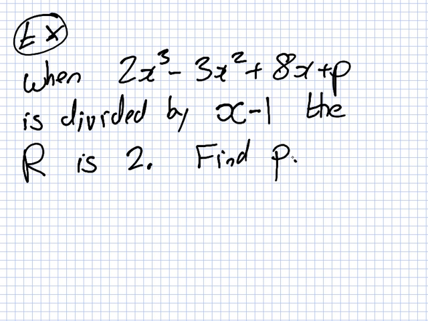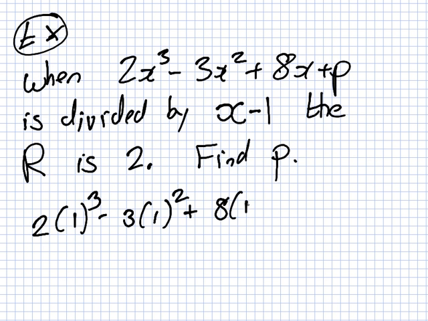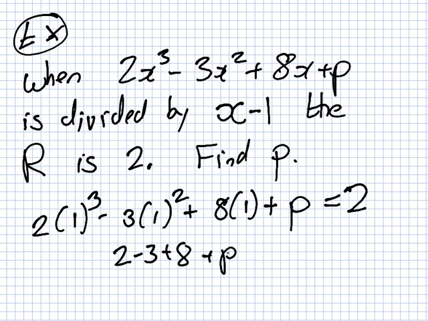Okay, let's have a look at this now. So what should I make x equal to? 1. So we have 2 times 1 cubed minus 3 times 1 squared plus 8 times 1 plus p. What should that equal? 2, yeah. So we have 2 minus 3 plus 8 plus p should equal 2. So p should equal minus 5. Yeah, so that's the p then. Okay, good.